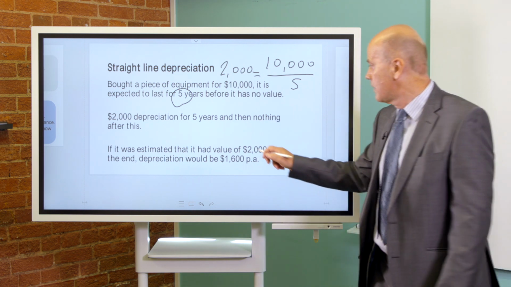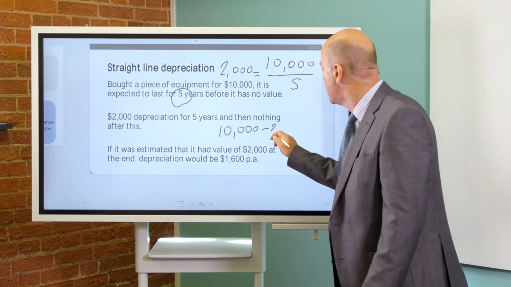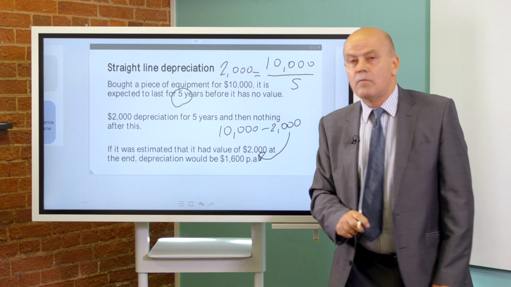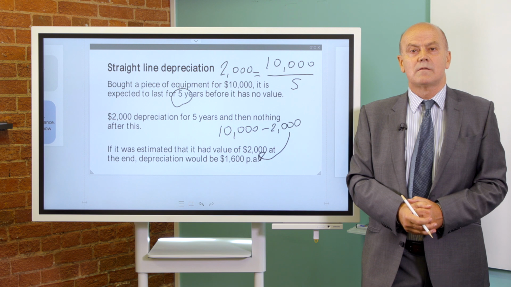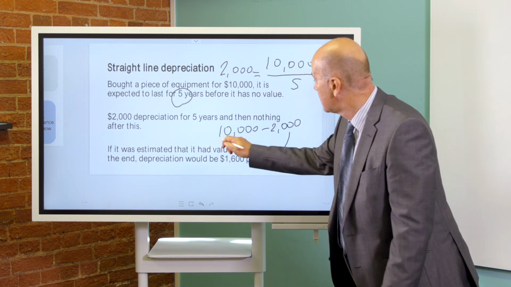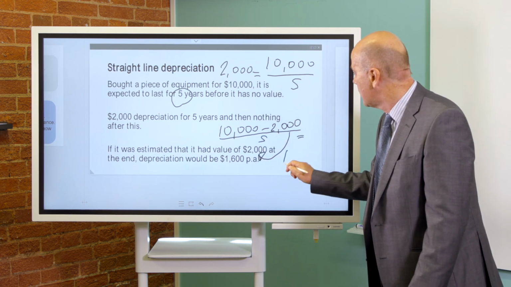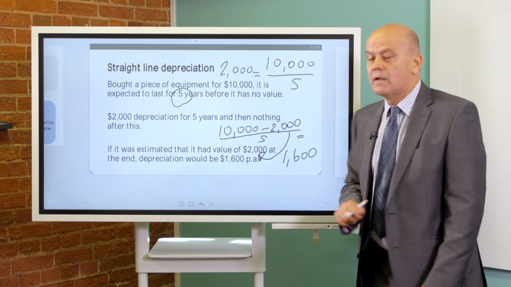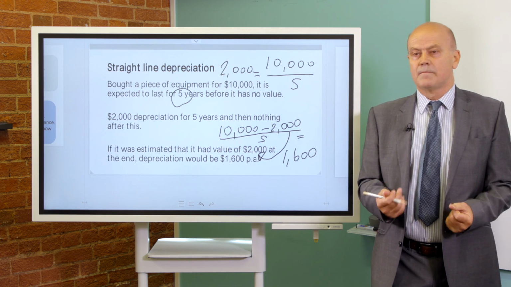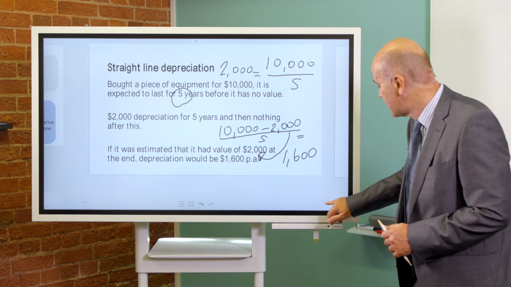So let's have a go at that. So we've got the $10,000 to start with. Then we reduce it by $2,000. And that is what we call the final or net realizable value at the end. And then we still have 5 years, so we divide by 5. And in that case, we've got a value of $1,600. That is the depreciation charge each year on a straight line basis. Now, we'll do the reducing balance calculation now, just to show you the difference.